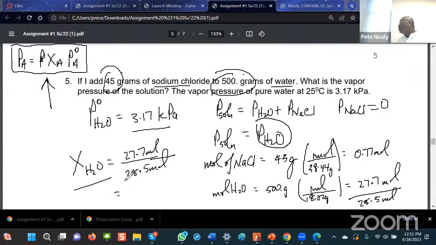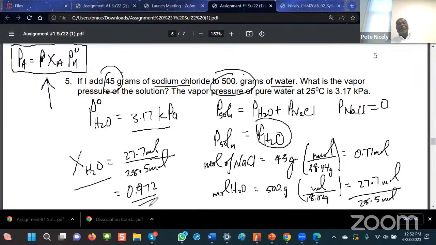And that would be equal to, oh, I didn't work that out. Okay, let me work it out here. 27.7 divided by 28.5. So according to my calculation, this works out to be equal to 0.972. Let me erase this here. 0.972, all right? So that's the mole fraction of water.